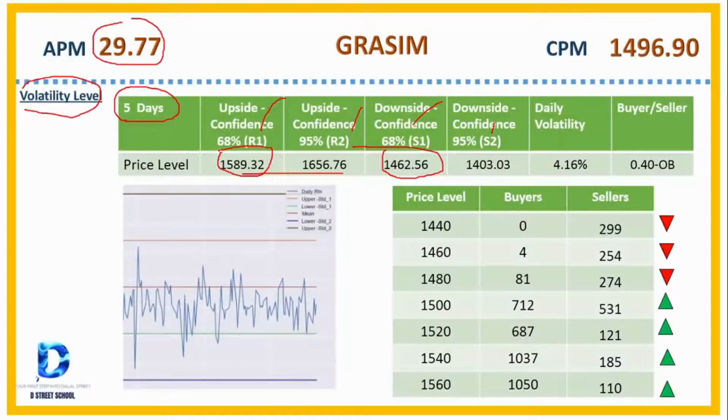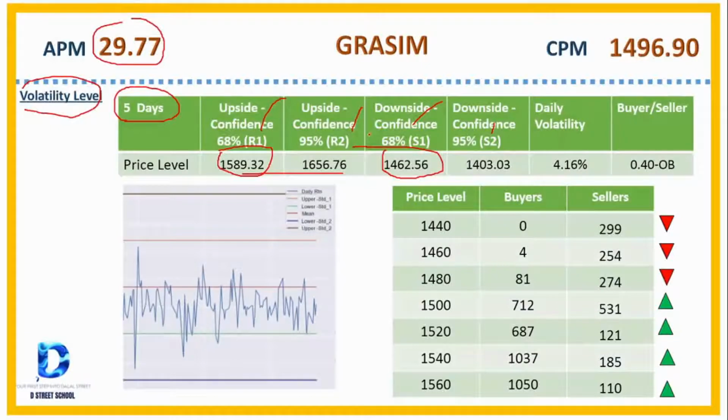My personal recommendation would be to initially start with standard deviation one, because the average price movement of GRASIM India is 29 rupees 77 paise. The range variation for standard deviation one comes to approximately 110 points. So I would request you to initially stick with standard deviation one. If you increase the standard deviation, the variance will be high.